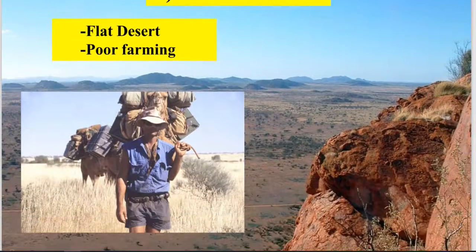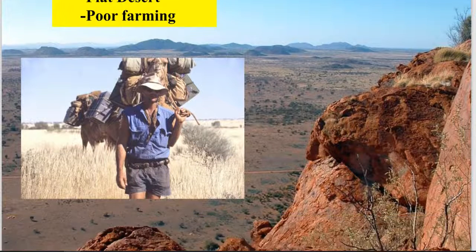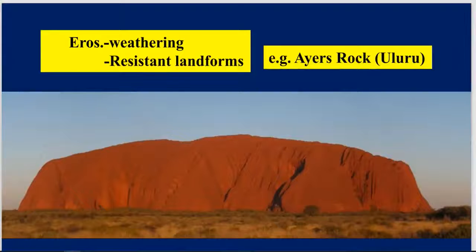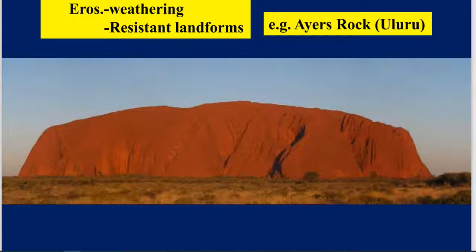Now, the Western Plateau, as we start to talk about, is flat desert for the most part, with poor farming. Here's where the Aborigines really hang out. You also have the erosion weathering landforms. This is Ayers Rock, which is a very popular sightseeing and geological phenomenon. It's made out of sandstone, and it was created by wind erosion over thousands of years because it was the firmest soil there.